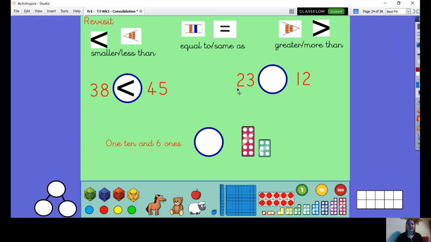So let's have a look at these two numbers. We've got 23 and we've got the number 12. Again, there are two different numbers at the beginning. So this is 2 tens and this is 1 ten. And I know that 1 ten is smaller than 2 tens. So here I know that 23 is greater than, so it's a bigger number, it's more than 12, and I'm sure you all got that right.